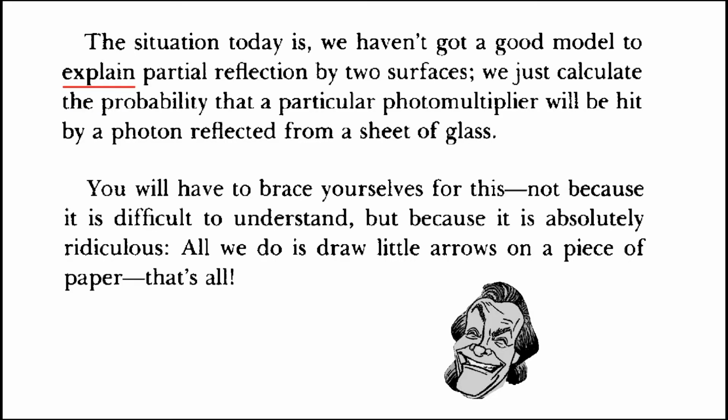Okay. How does he end his presentation? This is interesting. He says, the situation today is we haven't got a good model to explain partial reflection by two surfaces. We just calculate the probability that a particular photomultiplier will be hit by a photon reflected from a sheet of glass. Great. He's going to describe it. You will have to brace yourselves for this, not because it is difficult to understand, but because it is absolutely ridiculous. All we do is draw little arrows on a piece of paper. That's all.